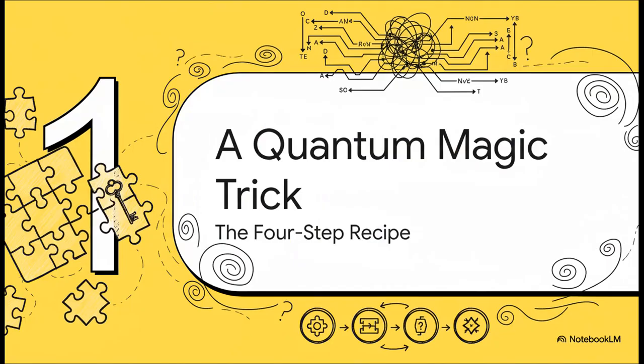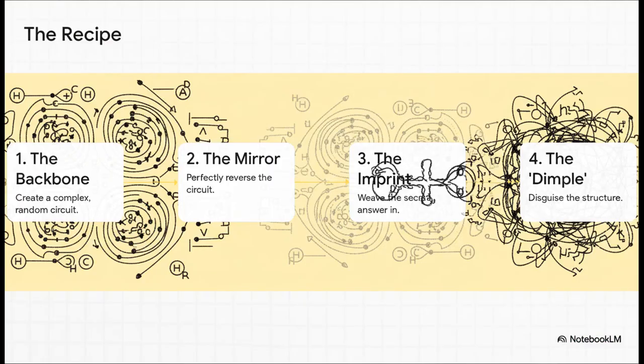Let's get into it. Okay, so this isn't just random luck or anything like that. It is a brilliant four-step recipe. It's a whole method for building the puzzle, hiding the key inside, and yeah, completely fooling anyone who tries to reverse engineer it. Think about it like you're building a perfect maze. First, you build the backbone. That's your complex random network of quantum gates. Then, you create a mirror of that maze, a path that leads you perfectly back out. Step 3 is the imprint, and this is where you weave the secret answer right into the very structure of that maze's path. And finally, you add the dimple, a clever disguise to hide the fact that there's any structure at all.